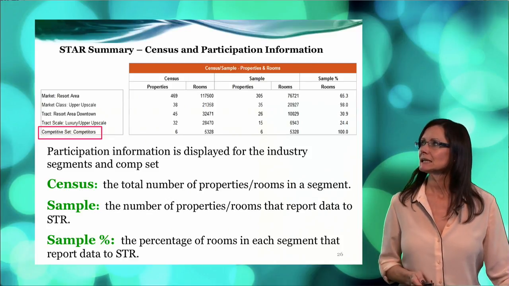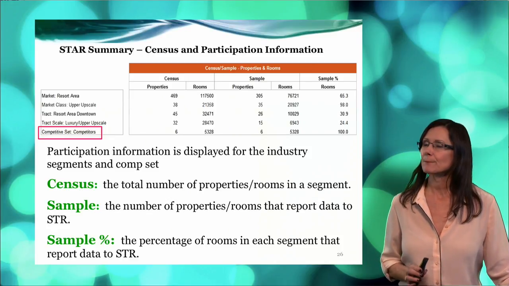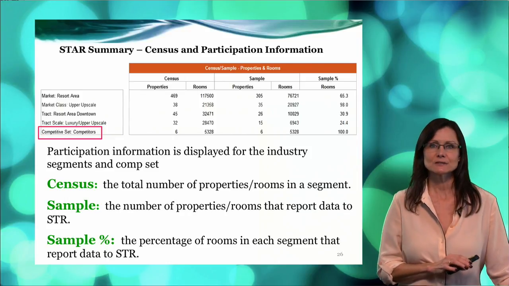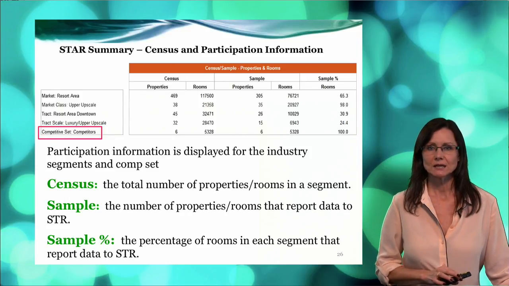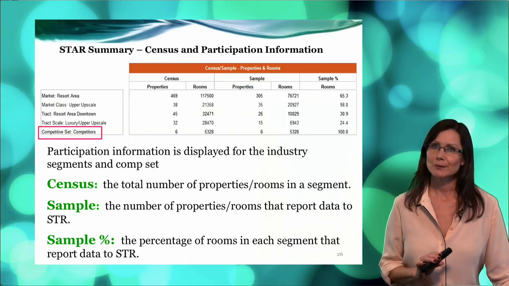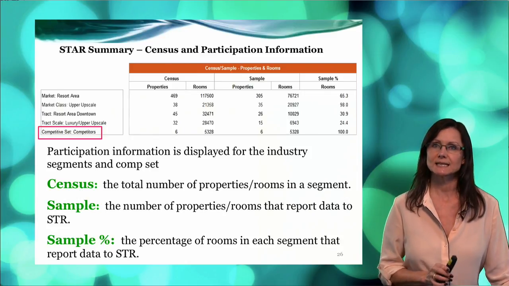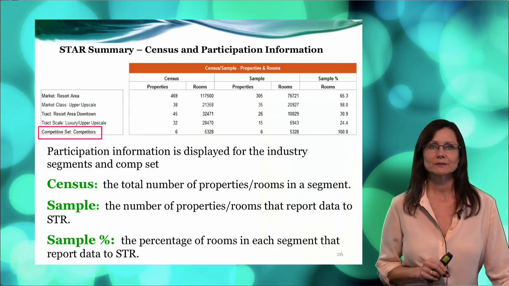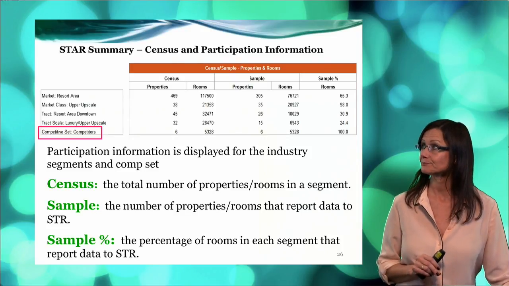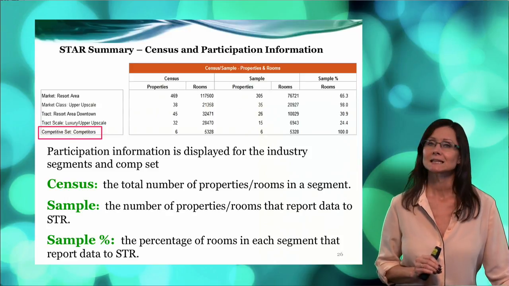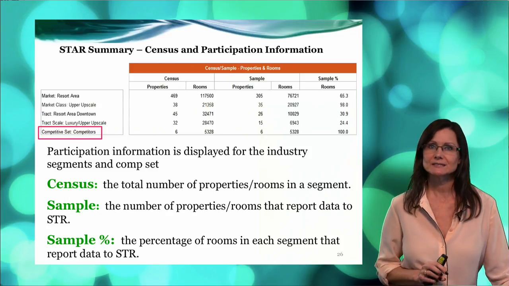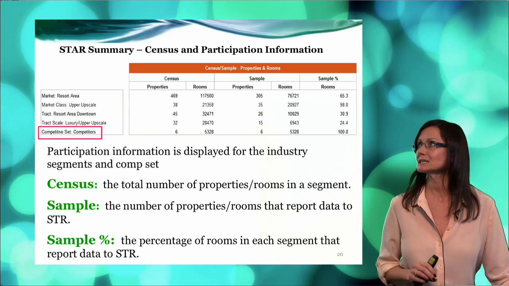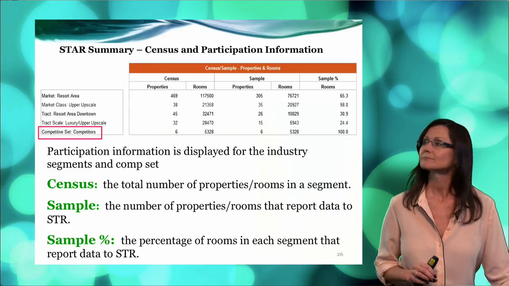And so you can see here, it's comparing the census, which is all the hotels in the marketplace, compared to the samples, so the hotels that are supplying data to STR. So I've circled their competitive set. There's 6 competitors in our competitive set, and all 6 of them are providing data to STR.